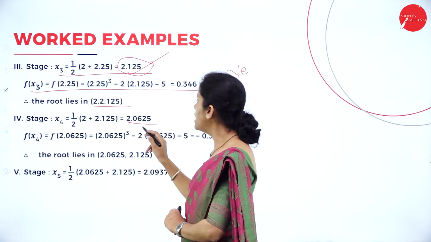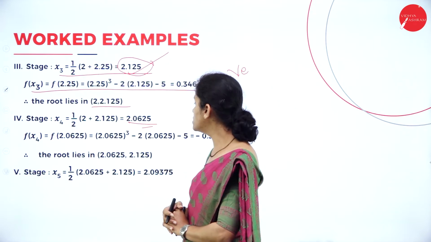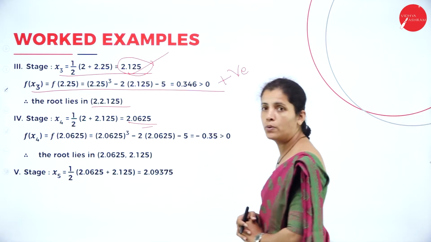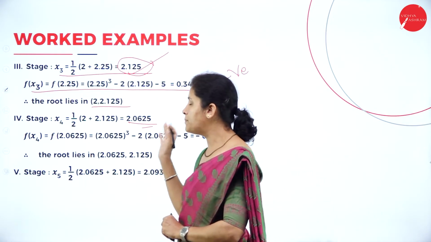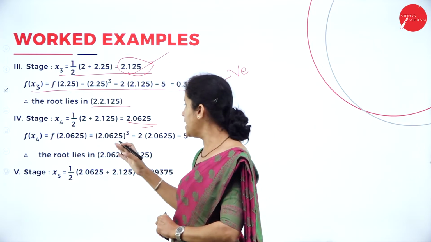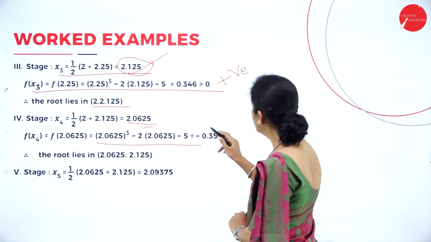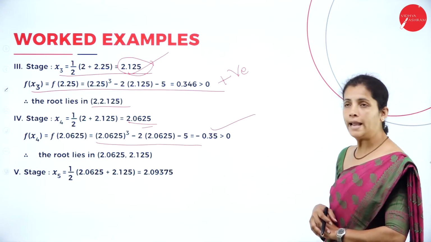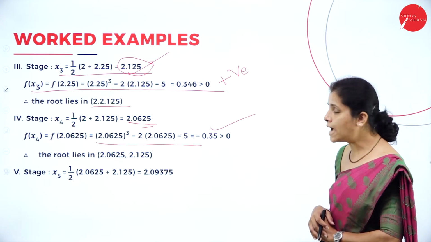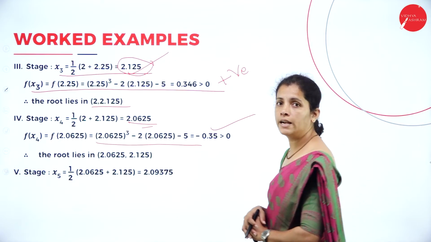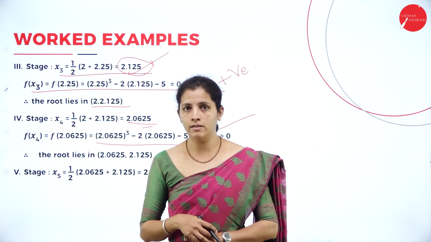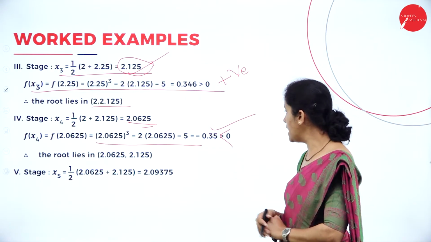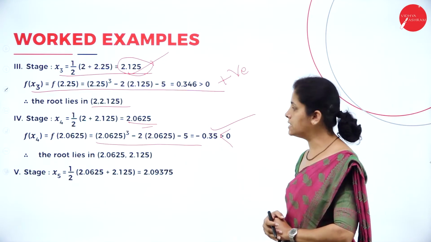Now in my fourth stage, A plus B divided by 2, that is 2 plus 2.125. So when I divide, I'm going to get 2.0625. Now, dear student, when I substitute this in my f of x, I'm going to get negative value. So, it is minus 0.35, which is less than 0. So, which is less than 0.